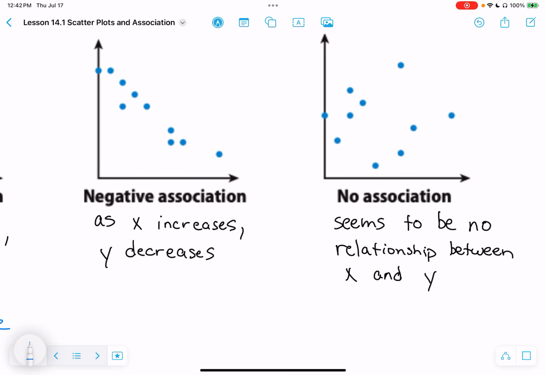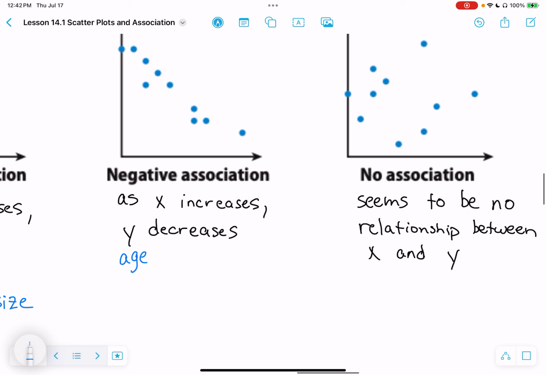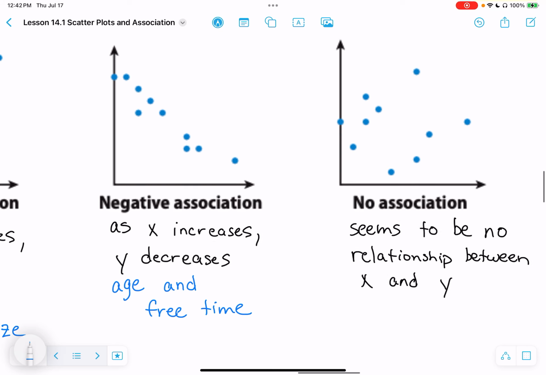Okay. Something that might be a negative association, something that as x increases, y decreases. Well, this could be something like, let's say, your age and your free time. The older you get, the less free time you have. Although maybe it could be argued that eventually this starts to go back up. Like when you retire, you suddenly have more free time. I don't know. I'm not retired. I can't comment. But in general, the older you get, the less free time you have. So maybe that would be an example of a negative association.